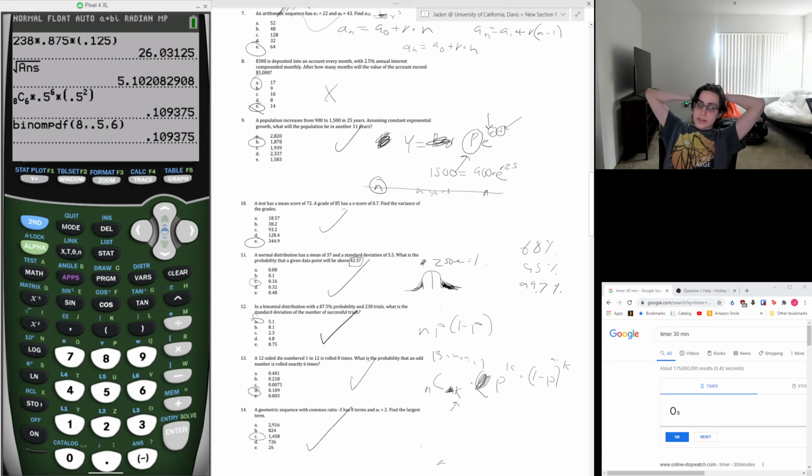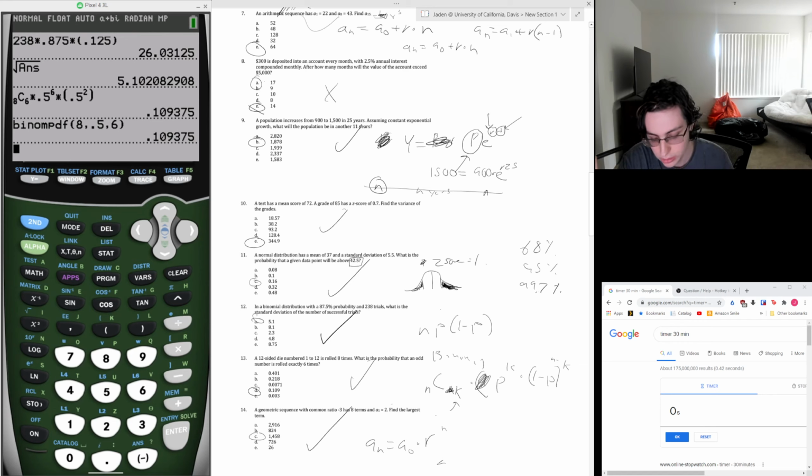So, a geometric sequence with common ratio -3 has 8 terms and a1 equals 2. Find the largest term. So, a geometric sequence is slightly different. You have basically an equals a0 times r to the n, so it's to the power of it. What that means is that you multiply it by the ratio every time. So let's say you had the ratio as 2, and you started off with a value of 4. Or let's say a1 was 4.